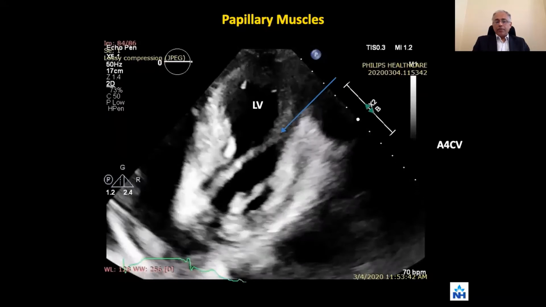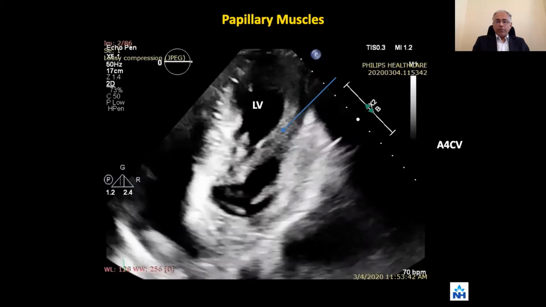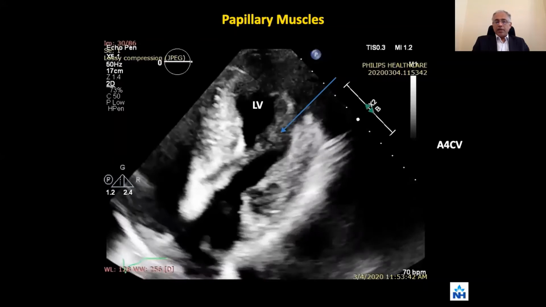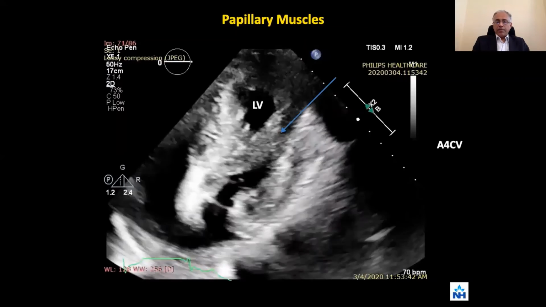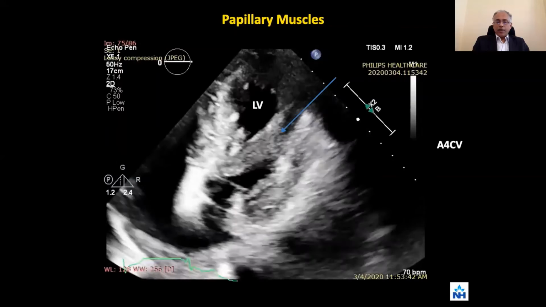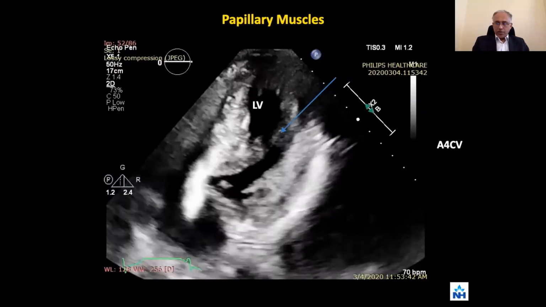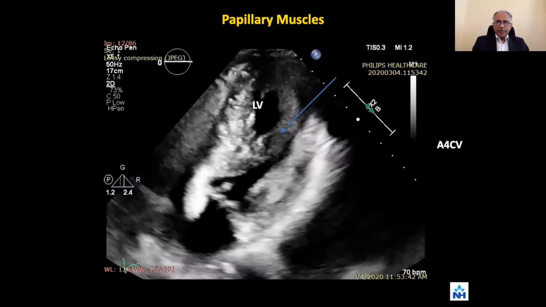These papillary muscles can become very prominent and thick, sometimes due to some aberrancy, such as aberrant attachment, and also in hypertrophic cardiomyopathy. So papillary muscles can also mislead you sometimes.